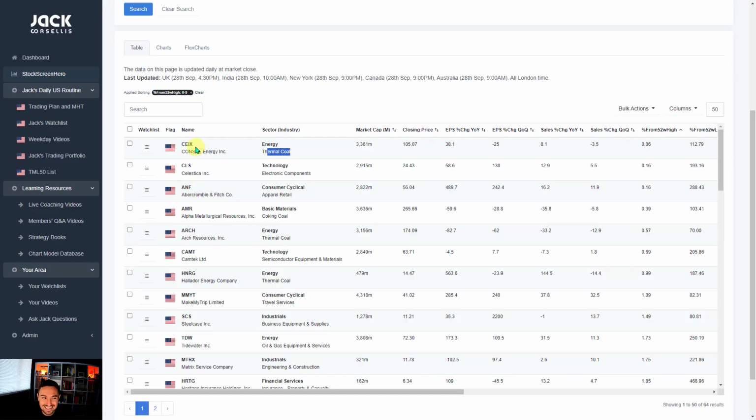CELH, AMR, you've got Arch in there as well. Some of the commodity stocks currently look strong. HNRG as well. So if you suddenly see, wow, there's a load of coal stocks coming up very close to 52-week highs, it probably means the group's quite strong as well, right?